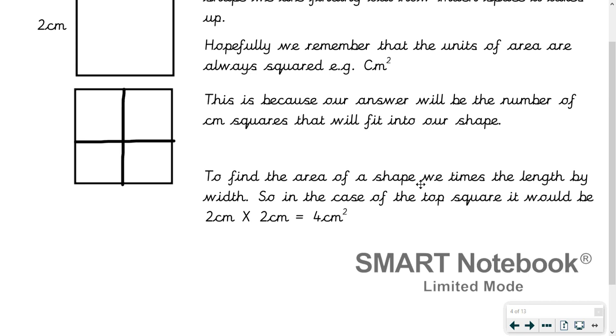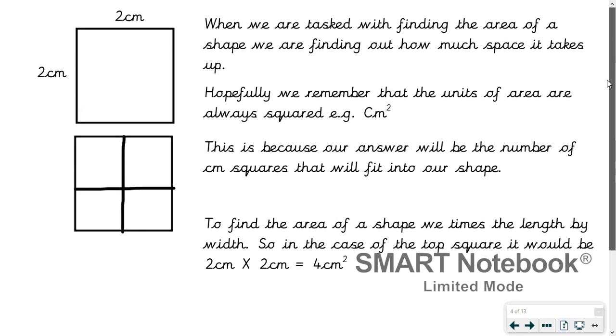So to find the area of a shape, we don't need to use the square method. We can times the length here, 2 centimetres, by the width, 2 centimetres. 2 times 2 is 4. So we can put 4, but we know we have to put squared because it's how many squares make it up.